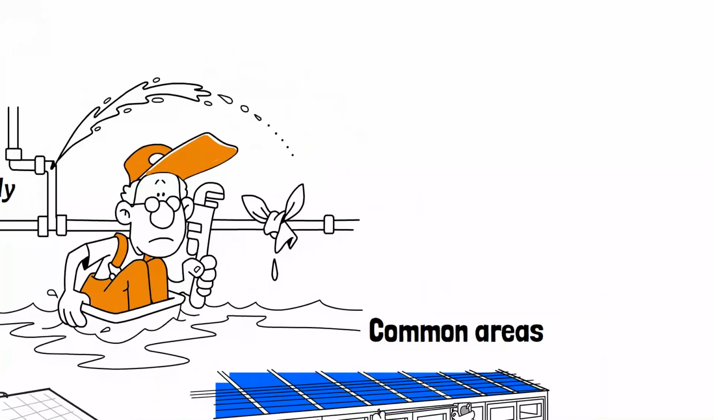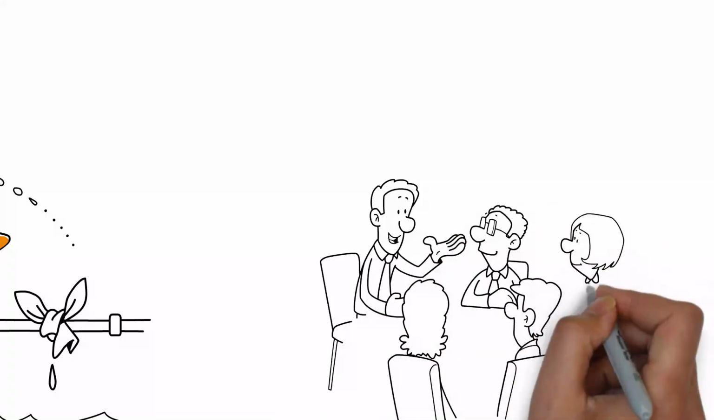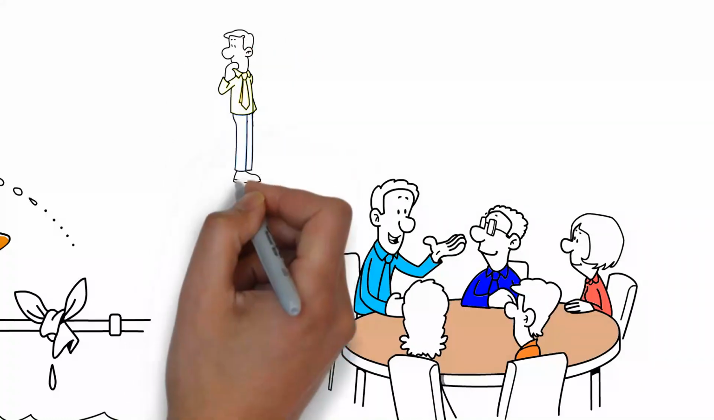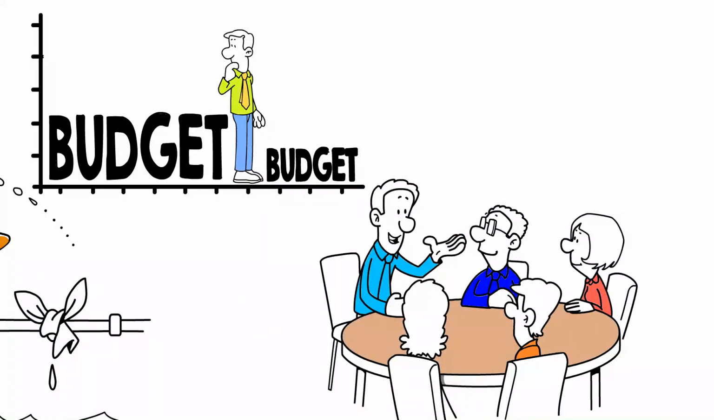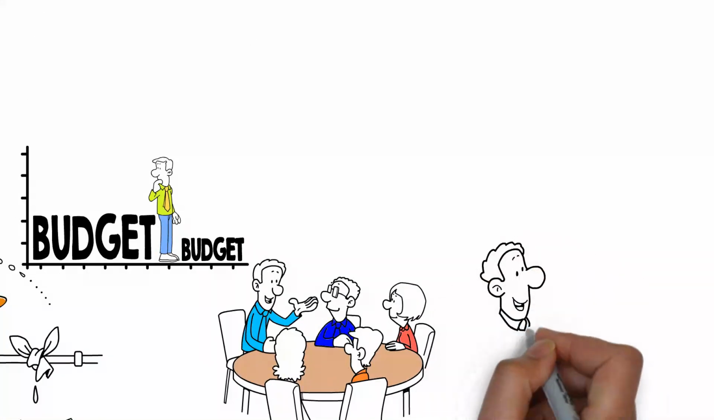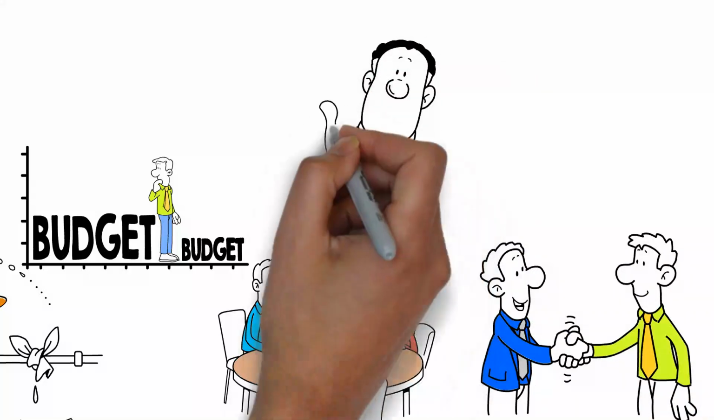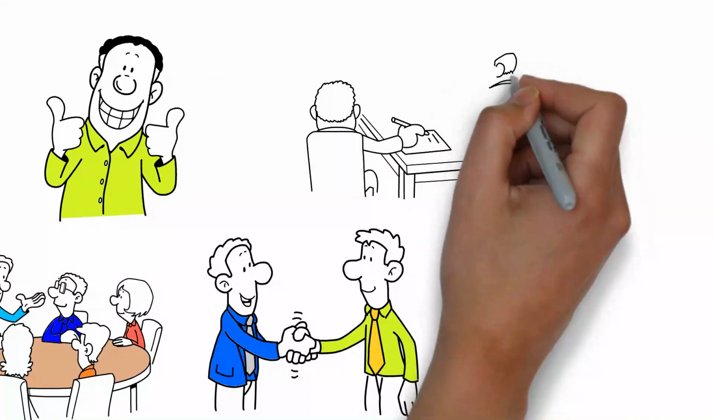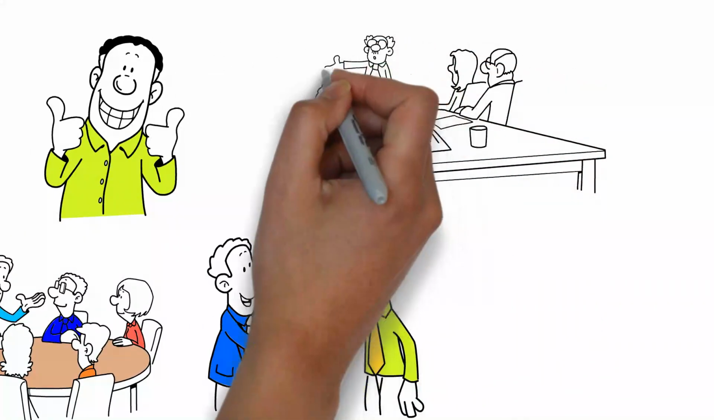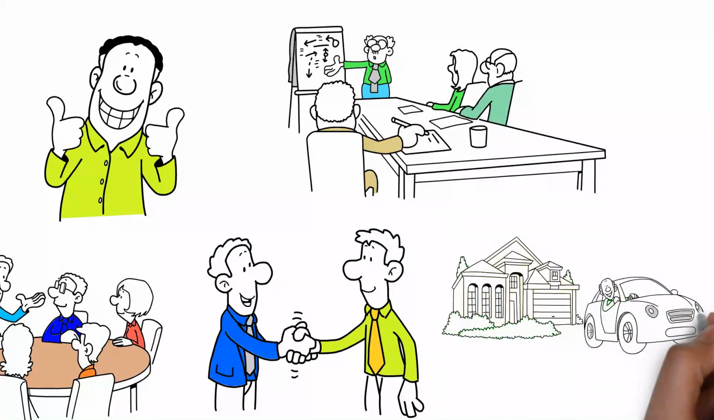Understanding the basics of HOA budgeting is essential for homeowners living in a community managed by an HOA. By knowing how the budget works, homeowners can have a better understanding of how their HOA fees are being spent and can work with the HOA to ensure that their community is properly maintained. Remember that the HOA budget is an ongoing process, and homeowners should stay informed and engaged in the budgeting process to ensure that their community remains a desirable place to live.